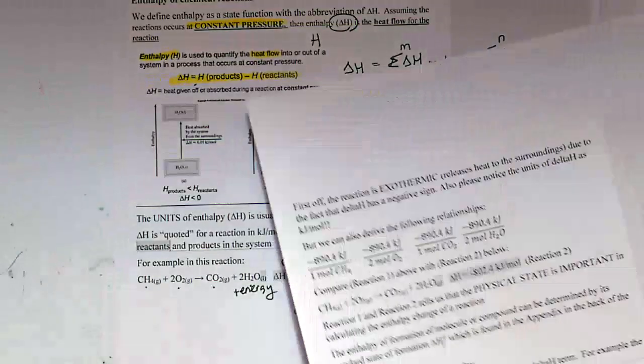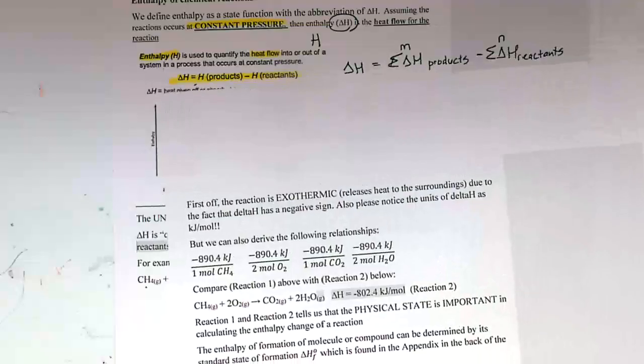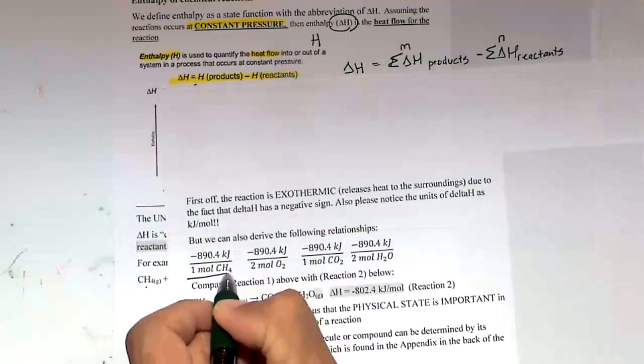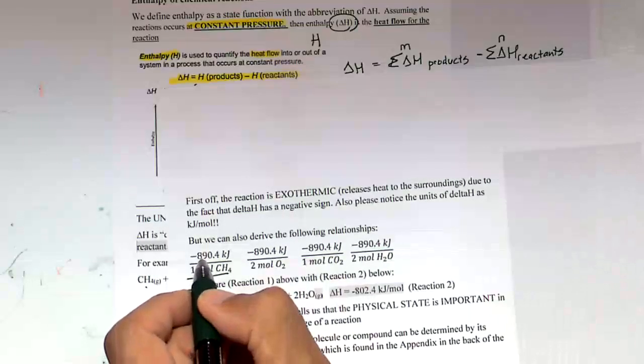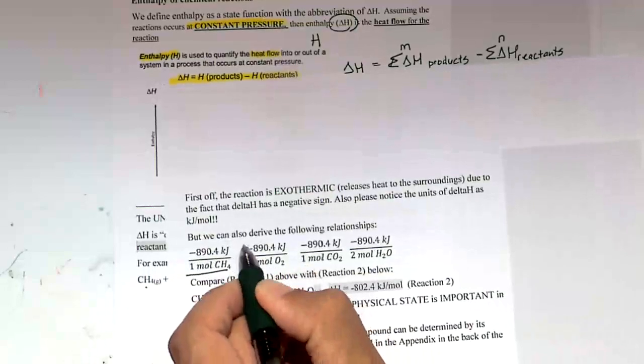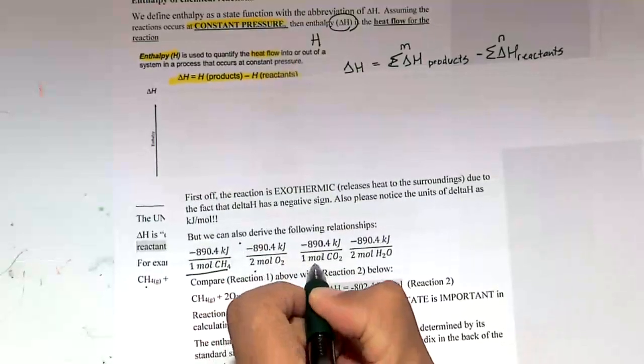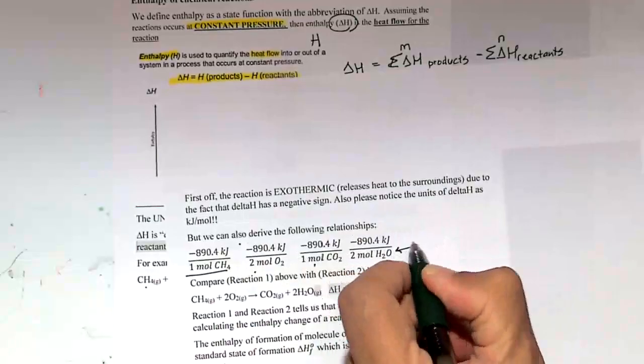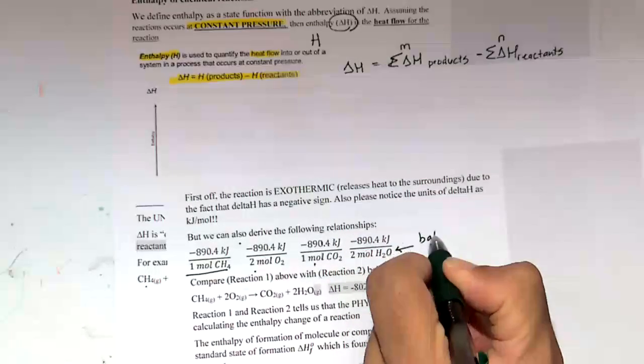So this equation is balanced, and then you have all these different relationships. For every 1 mole of CH4, it's minus 890.4. For every 2 moles, it's minus 890.4 for every 1 mole. These are from the balanced chemical equation.